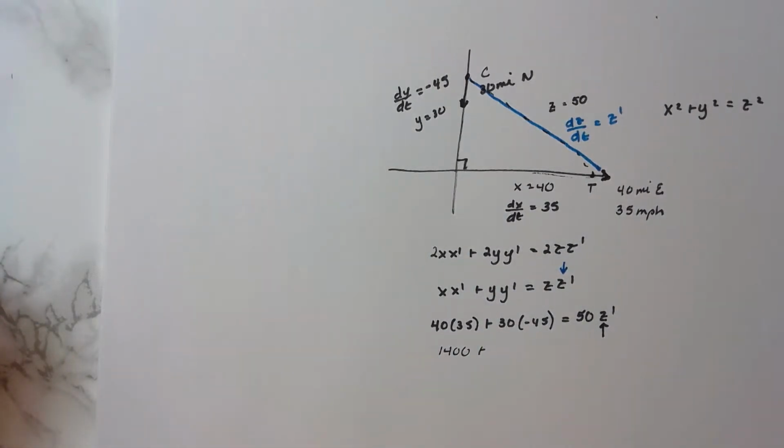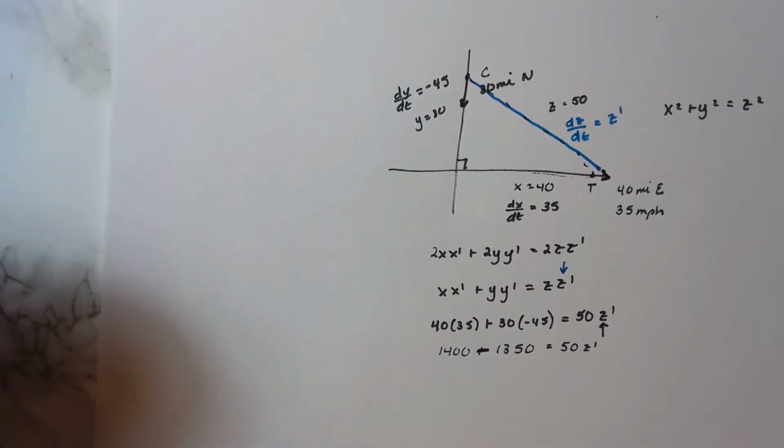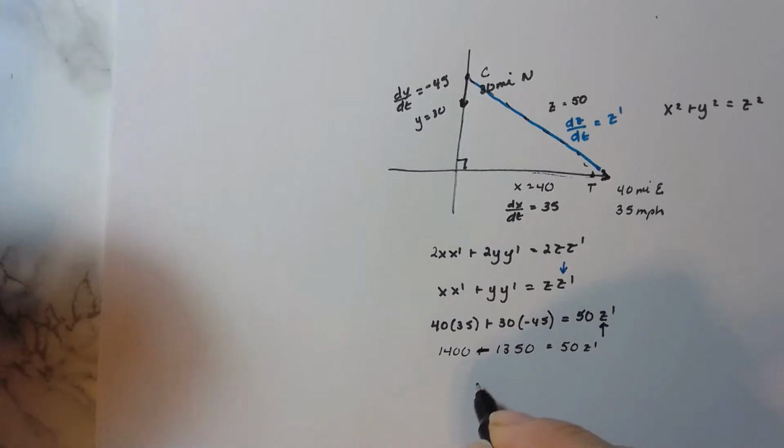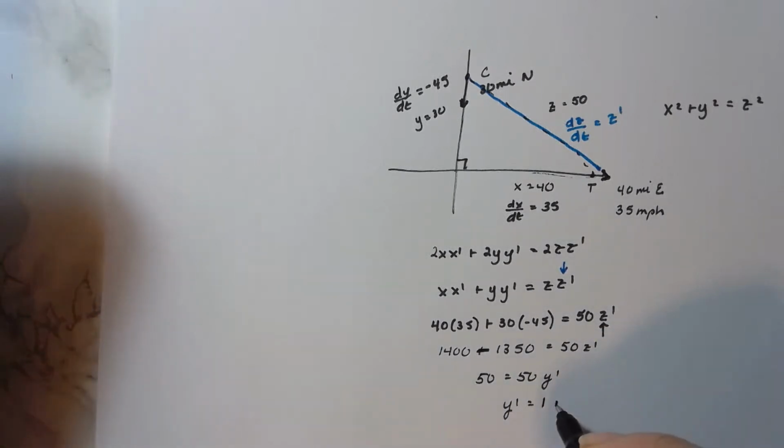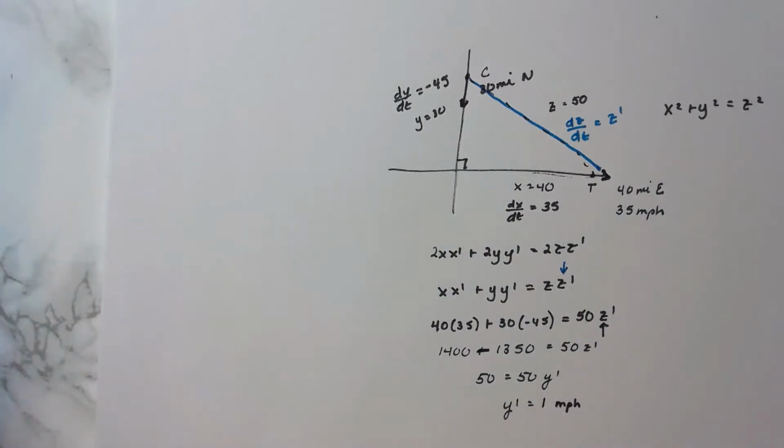And then 30 times negative 45 is negative 1350. So I'm just going to change this to a minus 1350, and that's equal to 50 z prime. Now 1,400 minus 1350 is 50. So we have 50 is equal to 50 z prime. So z prime is equal to 1. All right? Or 1 mile per hour to be more precise.